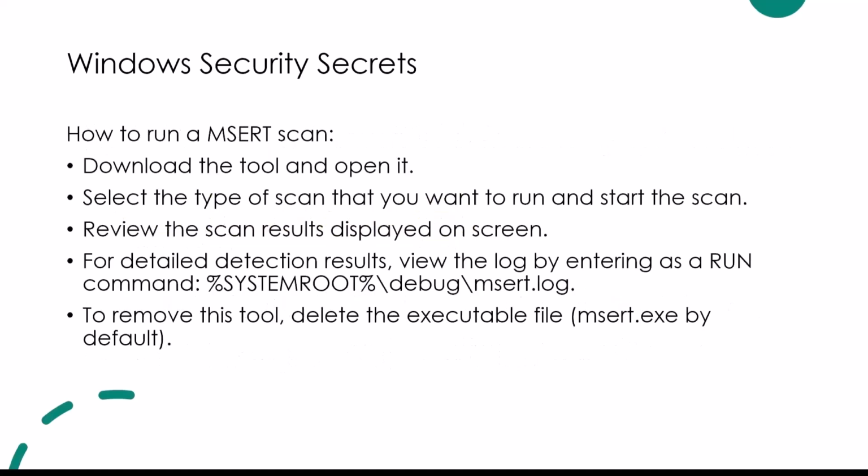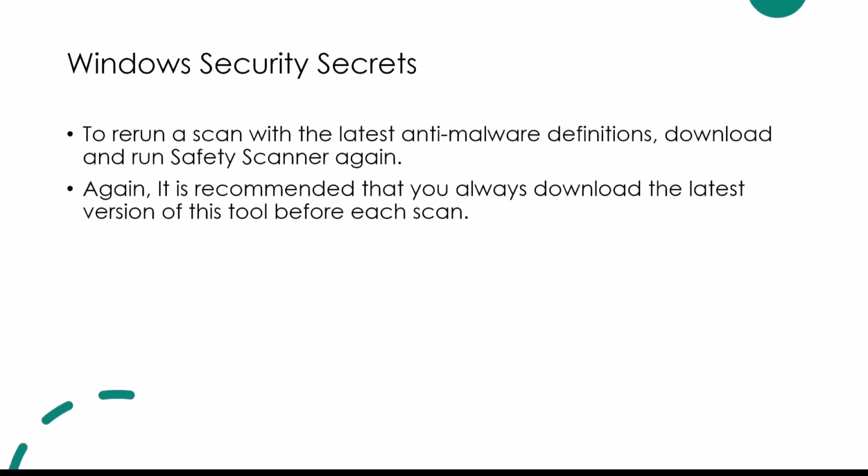latest version. To run it, you download the tool and open it. Select the type of scan you want to run and start the scan. Review the scan results displayed on the screen. And then for detailed detection results, you can view the log by entering a run command with that string. To remove the tool, you delete the executable file, which is identified as msert.exe by default. To rerun the scan with the latest anti-malware definitions, you download the tool again and run the scanner.